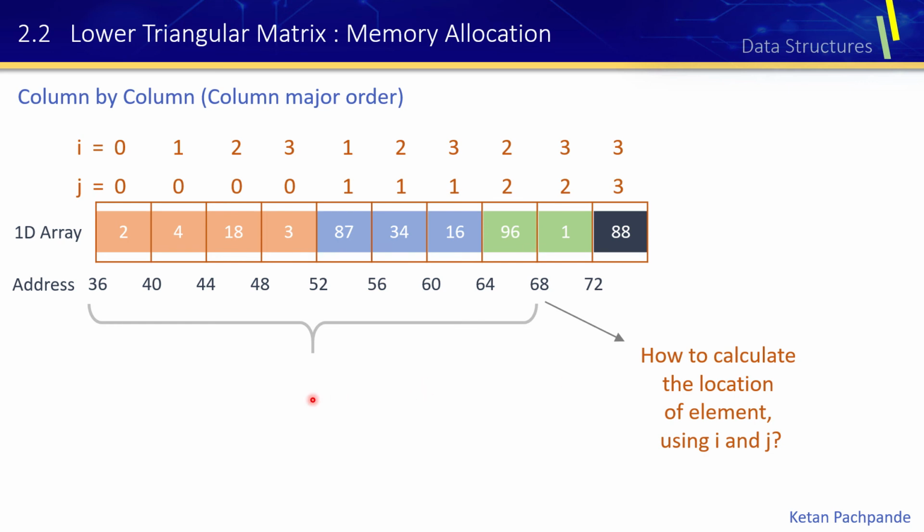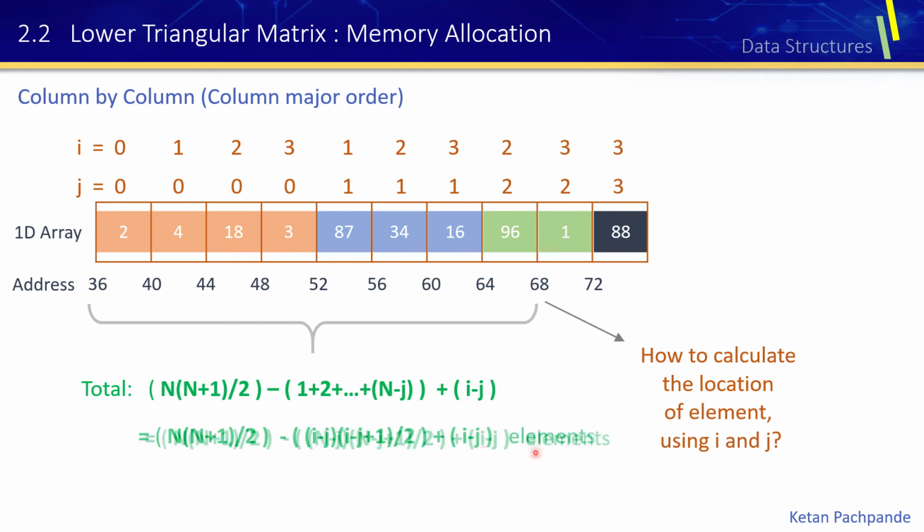So let me write the entire formula now. It is the number of elements covered before this column plus the number of elements covered in this column. So before 3 comma 2, these many elements are covered before that. And once I get these many elements, it becomes simple to calculate the location. So let's consider y elements are covered so far, given by this formula.